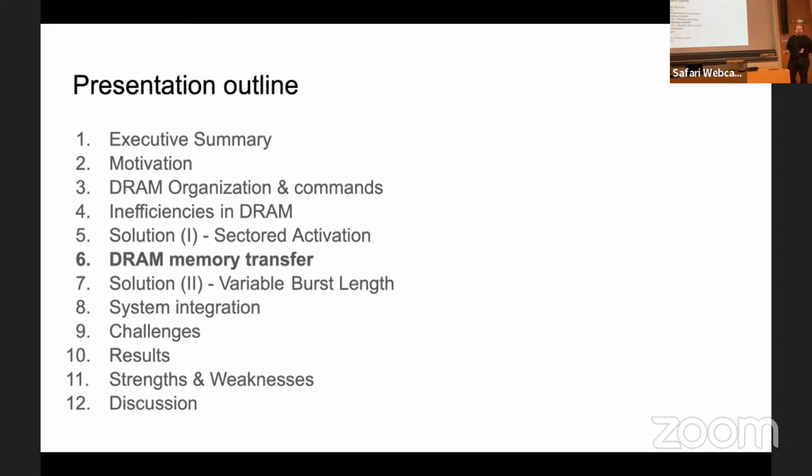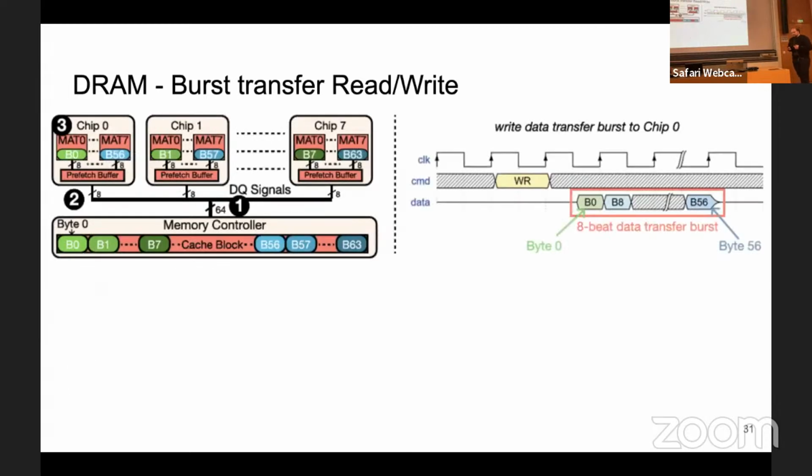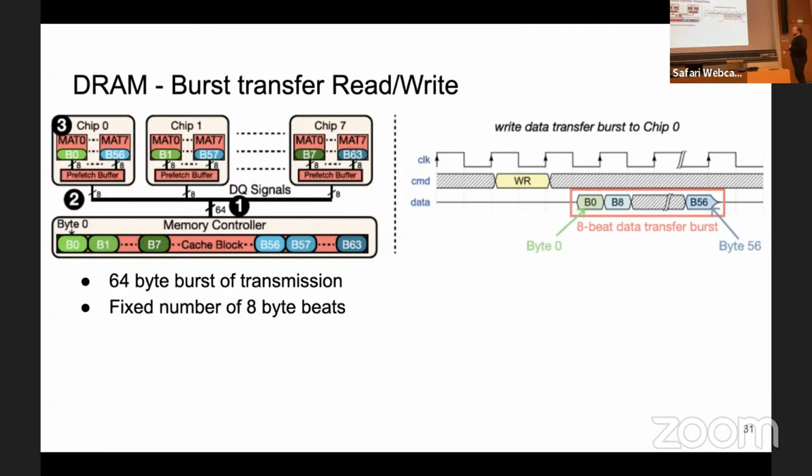Okay, so next thing, we activate less and we spend less energy for reading and writing, but we still have to tackle a different aspect of how DRAM works, and that's the transfer of information between the DRAM chip and the processor or the cache. So here's how this works in default standard DRAM. We have an entire cache block. We spread that out over several chips and over several mats. But the way we transfer it is basically in what's called a burst. That's a burst of transmission, 64 bytes long, so 1 cache block long, which is split into a fixed number of 8-byte beats.